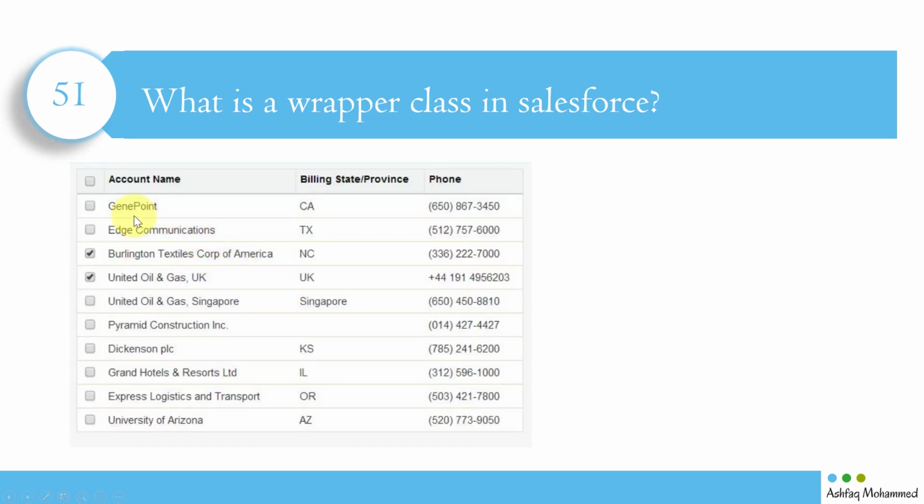If you look at the output of this example, I am combining the fields account name, billing state/province, and phone. These are the three fields we get as soon as we declare account a. With the account, I will get the account name, billing state, and phone. But how do we get this checkbox? If I simply declare an account, we will not be able to get this checkbox, so we will not be able to get this output. That is the main problem, and that is the reason we are using a wrapper class to wrap the account with the checkboxes.